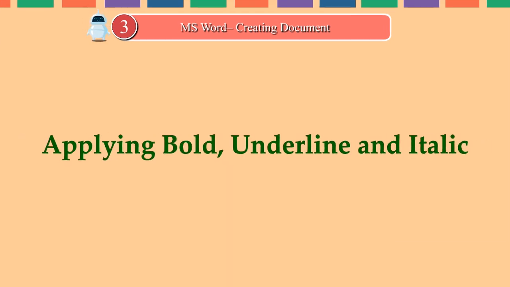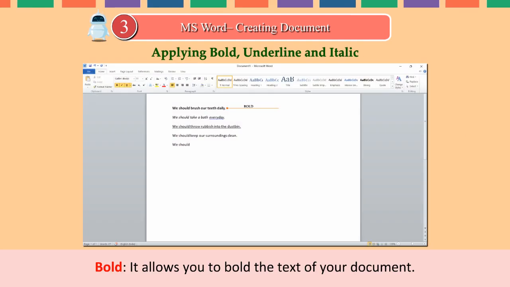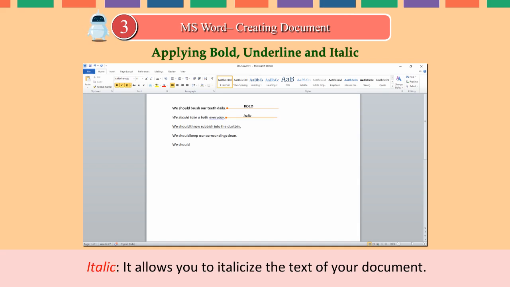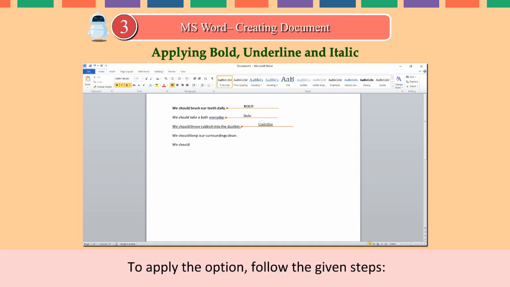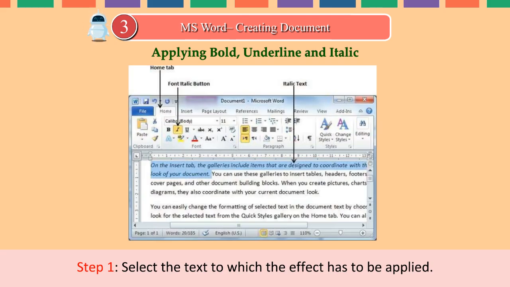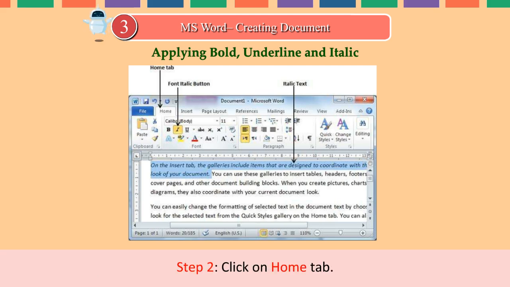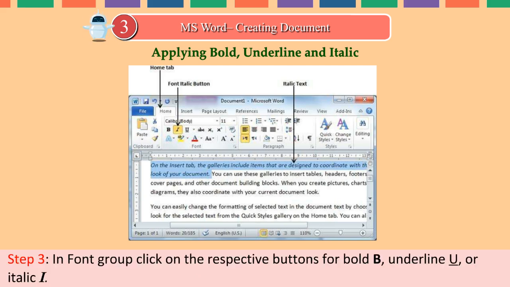Applying bold, underline, and italic. Bold. It allows you to bold the text of your document. Italic. It allows you to italicize the text of your document. Underline. It allows you to underline the text of your document. To apply the option, follow the given steps. Step 1. Select the text to which the effect has to be applied. Step 2. Click on Home tab. Step 3. In Font group, click on the respective buttons for bold B, underline U or italics I.